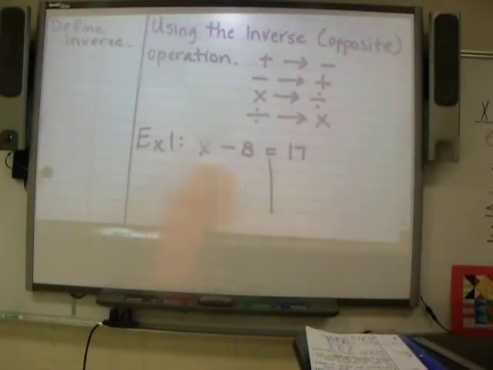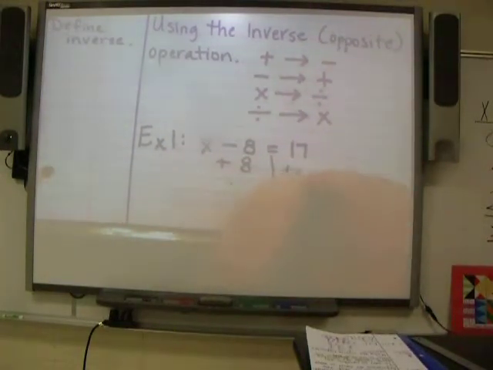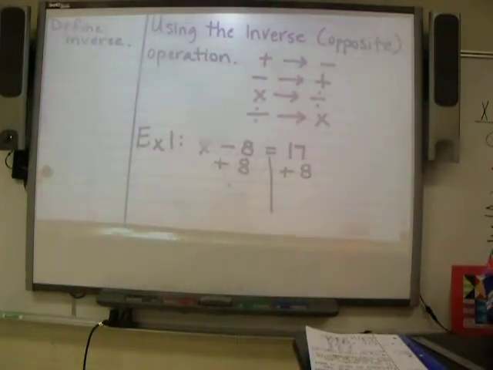To x, we have subtracted 8. What's the opposite of subtract? Add. We just went over that again. So we're going to add 8 to both sides, because remember, what you do to one side, you do to the other.